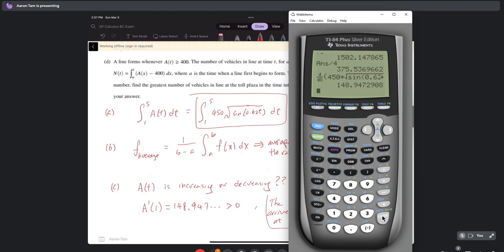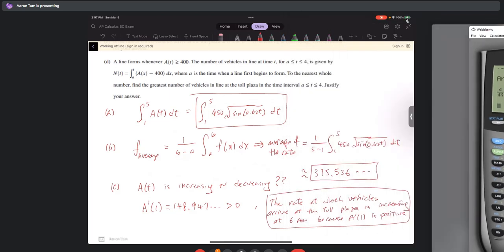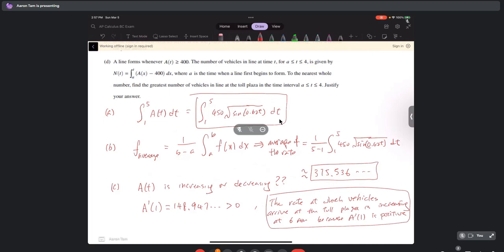So that will be your answer, with justification. Oops, sorry, you can't see what I'm writing because of the calculator. So there you go: the rate at which vehicles arrive at the toll plaza is increasing at 6 a.m. because A prime of 1 is positive. That would be your justification. Usually you get one point for the A prime at 1, and one point for the justification.